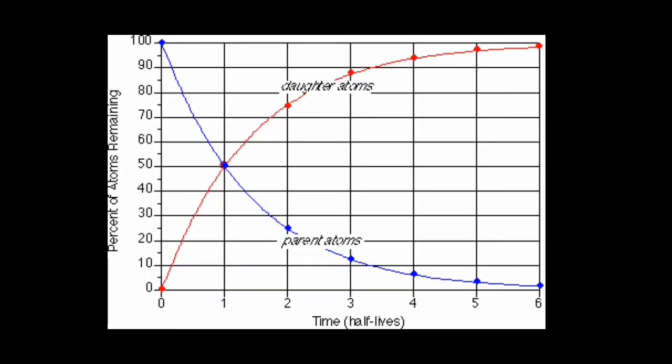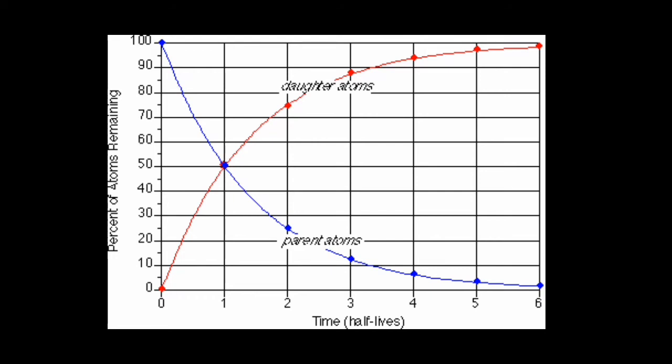When we graph this process, at zero half-life, it still has 100%. But after the first half-life, it goes down to 50%. After the second half-life, it becomes 25%. In the third half-life, it will drop down to 12.5%. And so on and so forth.